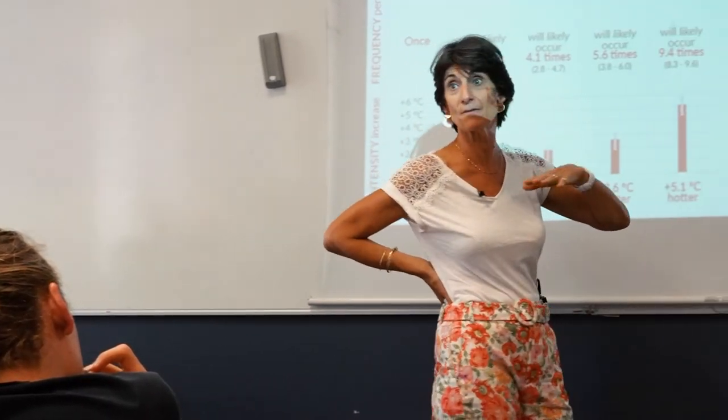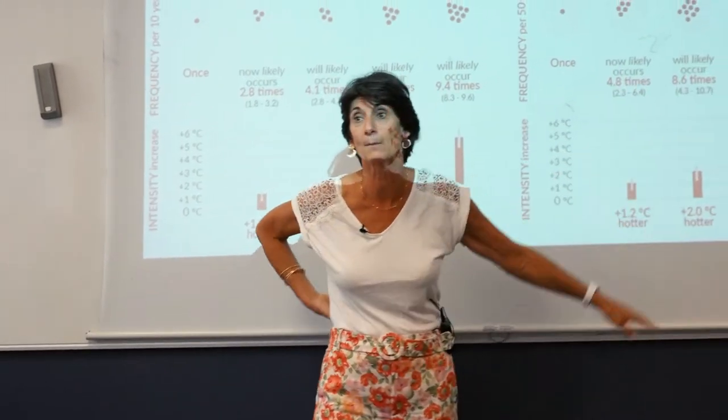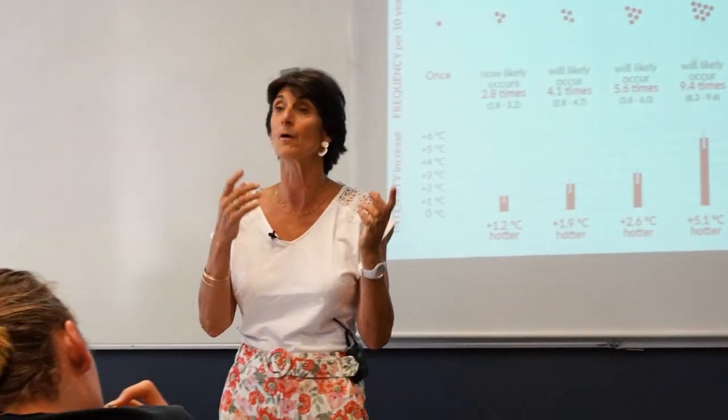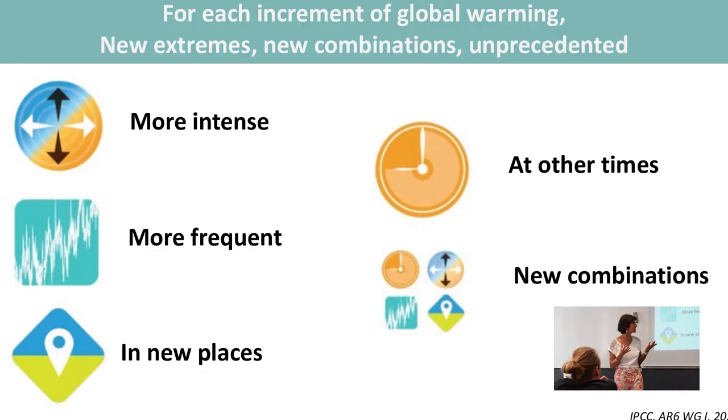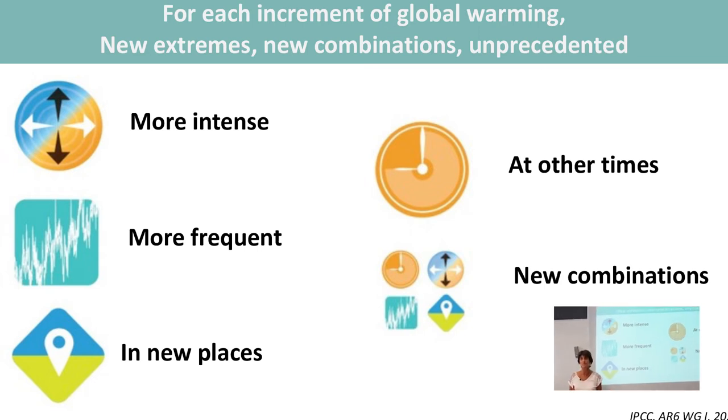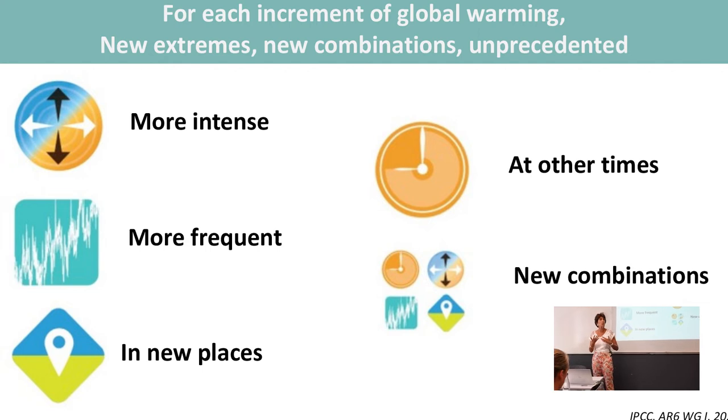So then you will have access to the slides and you can look at events that will occur only one out of 50 years. So if we just think of extreme events, we'll have more intense, more frequent extreme events. Extreme events that will be happening in new places where we've never seen them before, at other times, and also new combinations of events that we've never experienced. So we don't know how the living bodies are going to react to those new extremes.